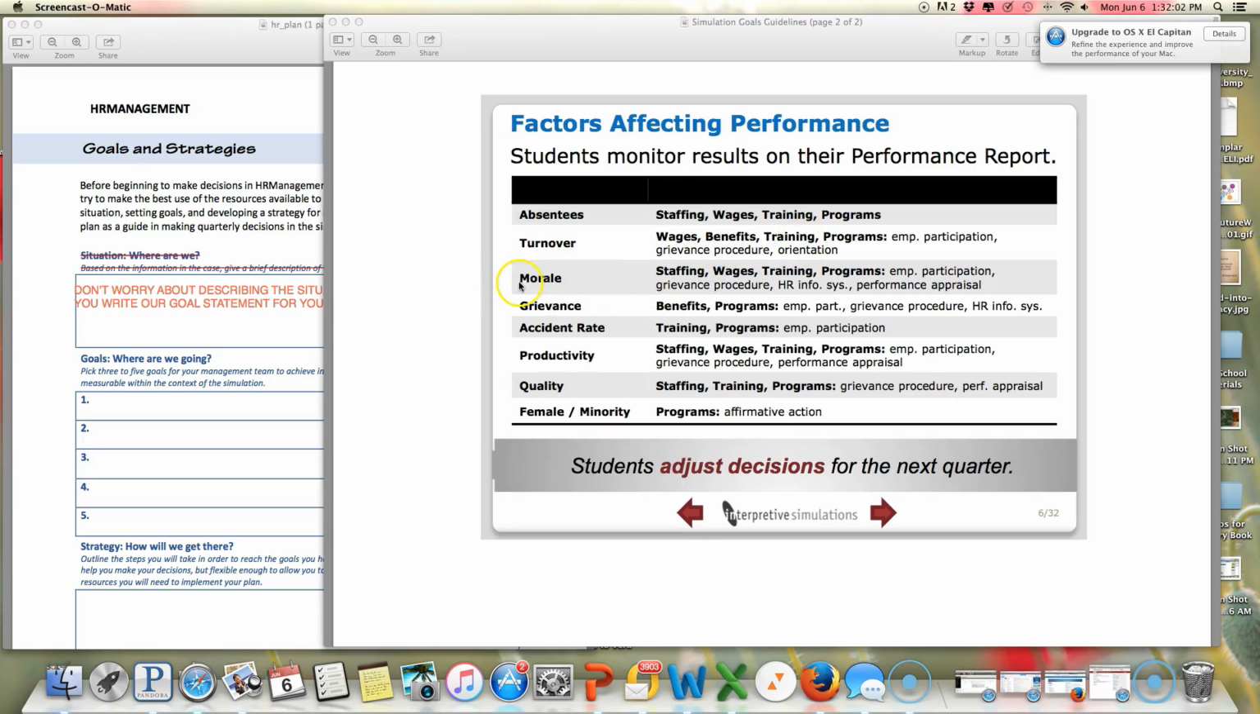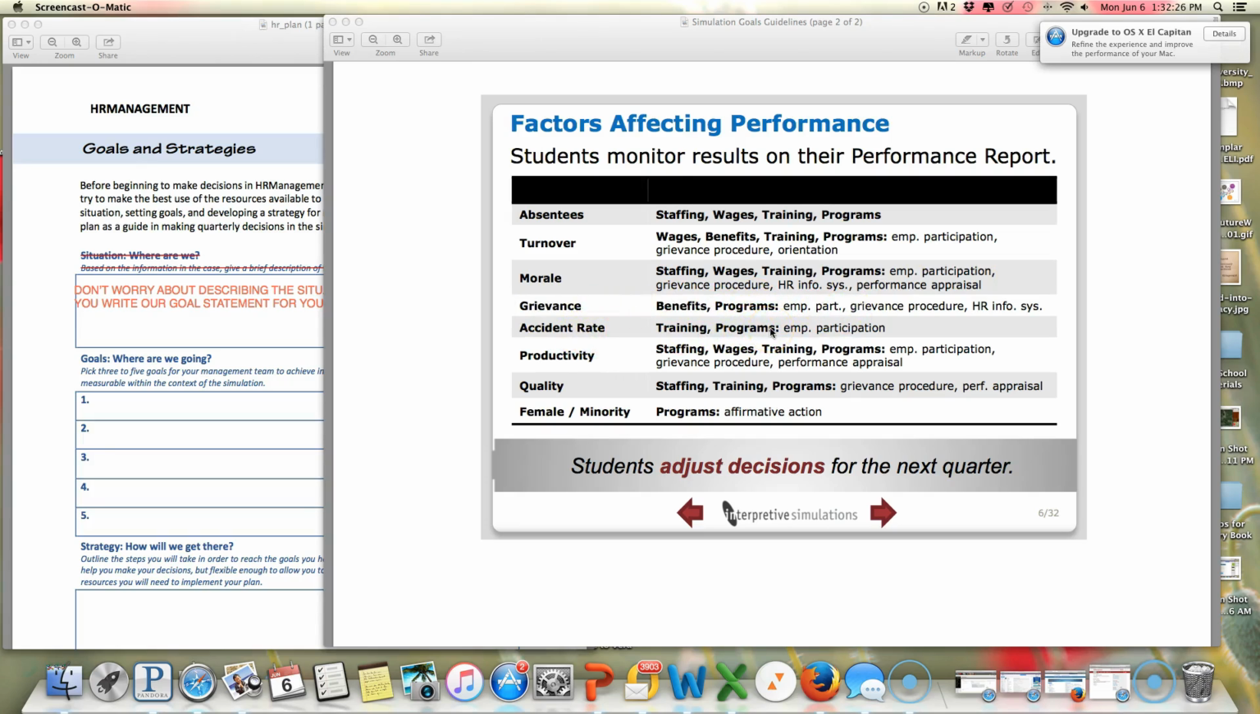In terms of morale, same sort of thing. Hiring the right amount of people, making sure they're not doing overtime is really important, paying them good wages, helping to train them, and making sure we've got good systems in place with these different kinds of programs is really helpful. So I'm not going to talk you through each one of these, but you can see grievance has a set of programs that are going to have an impact.